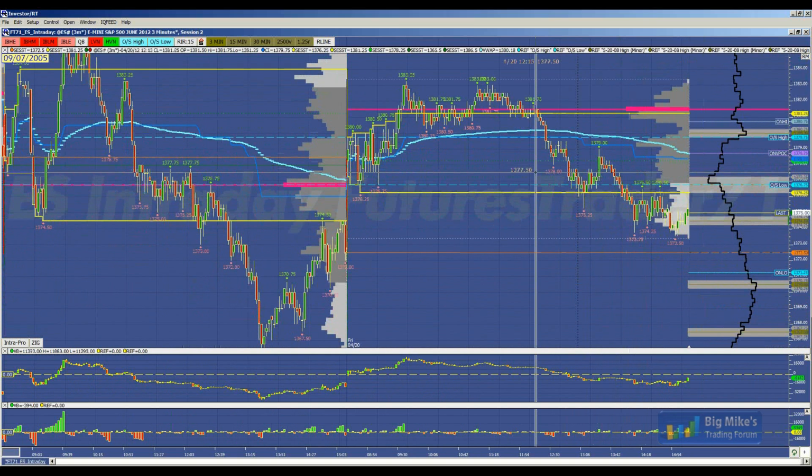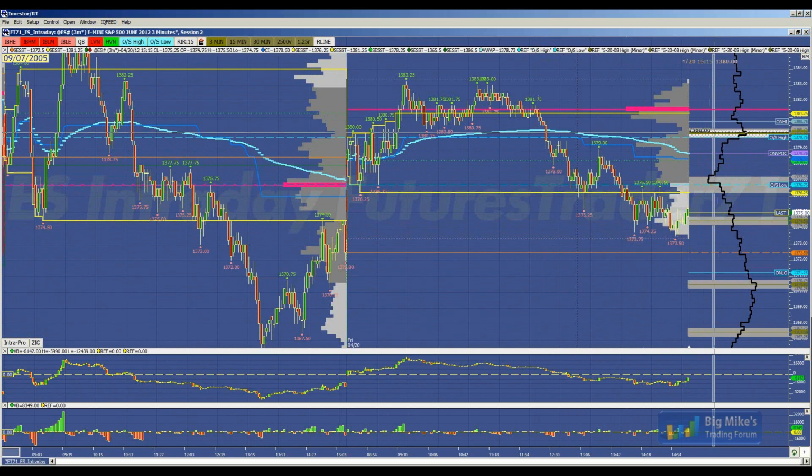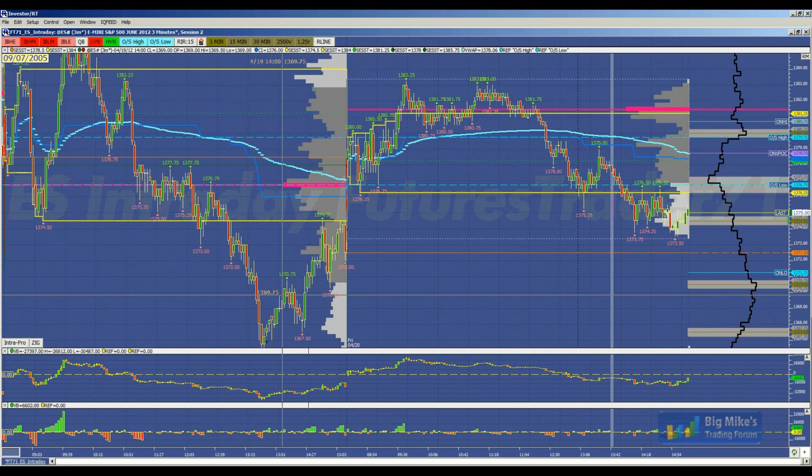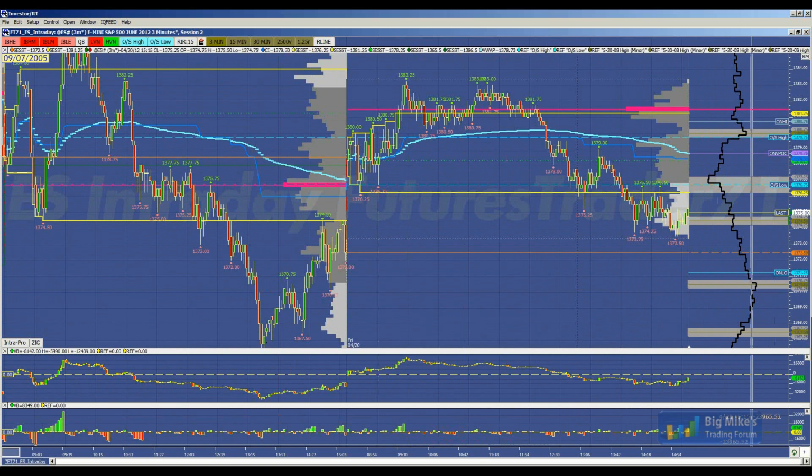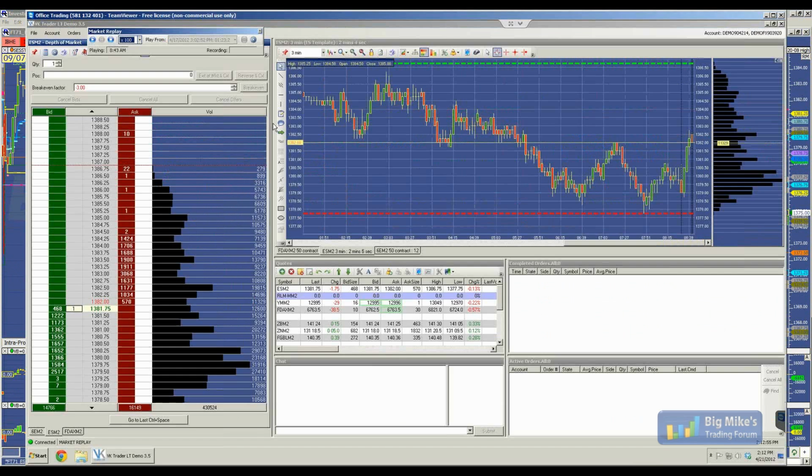I look for, where is my edge? I look for areas that I want to trade. I highlight those with these lines here, these gray lines. Okay? And then what I do is then stalk the market. How do I stalk the market? Since my trading machine is actually separate from my charts, I need the TeamViewer into it. So here's the TeamViewer.